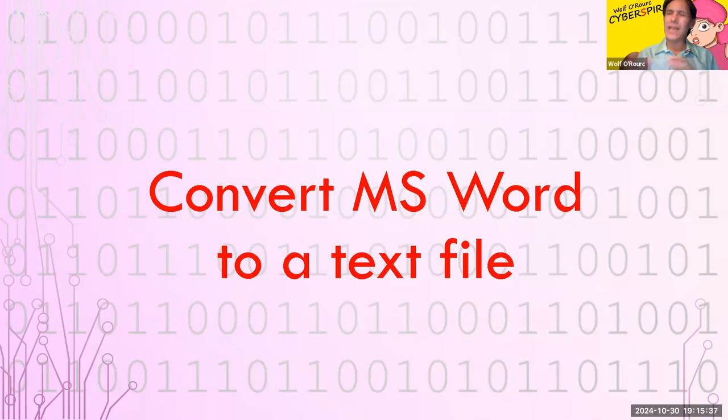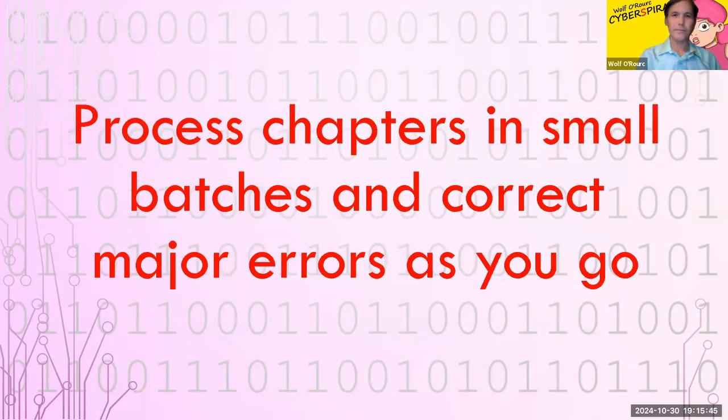And that gives the AI the best chance of getting it in order. It will still screw up, but it is the best chance that it gets. And also, as I said in the prompt, process chapters one at a time in small batches as you go so that you can correct major errors when they happen. Otherwise, you may have to go back.